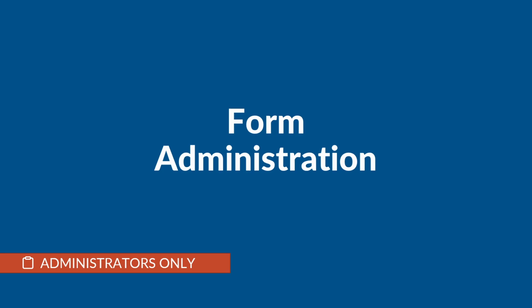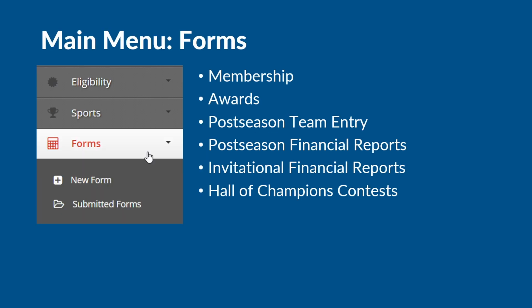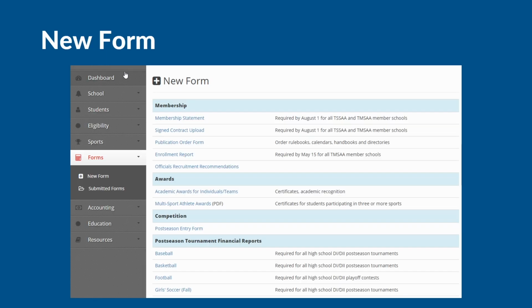There's only two options under the Forms menu, New Form and Submitted Forms. To see a list of forms and get started submitting one, click on New Form under the Forms menu. Again, this is for administrators, bookkeeping clerks, athletic secretaries, assistant principals. Only those folks have access to the Forms area. This is an example of the form listing. You would simply click on a title to go to that form.